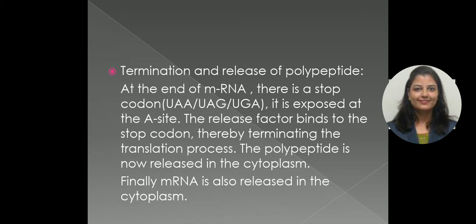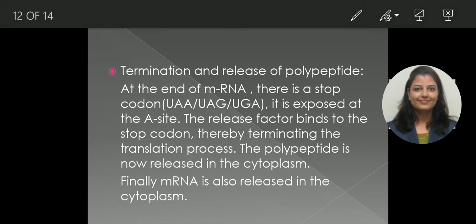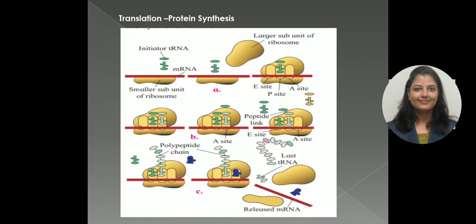So here is the diagrammatic representation of the steps involved in protein synthesis. Here you can see there are three steps A, B, C. A is the initiation of the polypeptide chain, B is the elongation of the polypeptide chain, and C is the termination of the polypeptide chain. So first let me explain A.